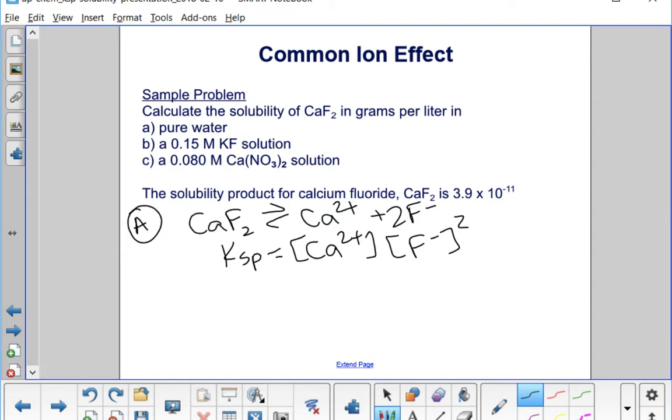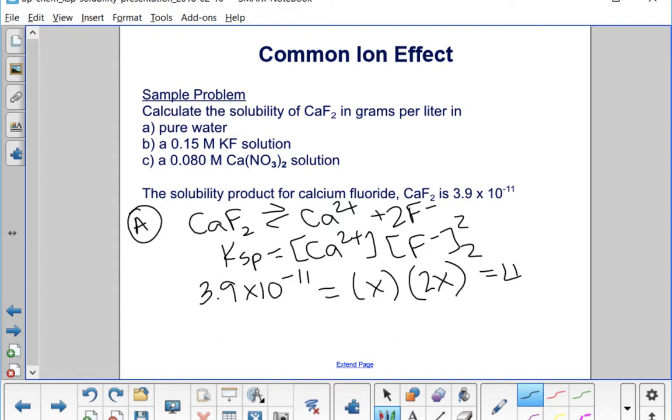So the Ksp, 3.9 times 10 to the minus 11, is equal to the calcium ion concentration. That has a coefficient of 1, so let's just call that X. And then the fluoride ion concentration has a coefficient of 2, so there'll be twice as much fluoride as there is calcium ion. So we have to account for that. We'll call that 2X squared. And so we get 4X cubed here. So 3.9 times 10 to the minus 11 equals 4X cubed. So let's solve for X.